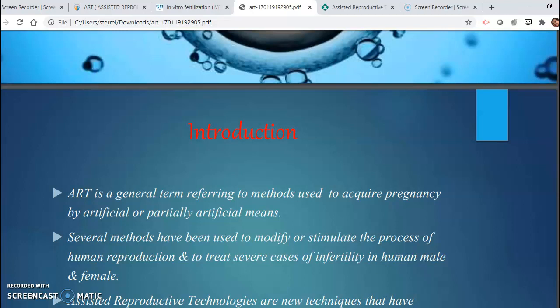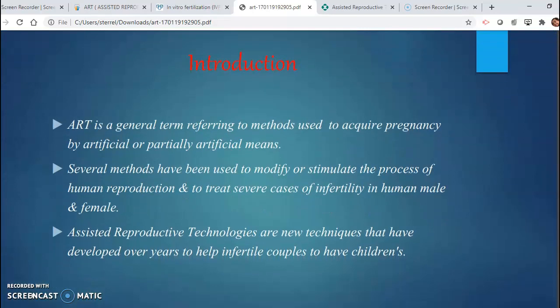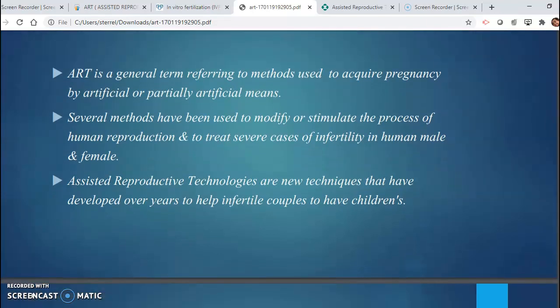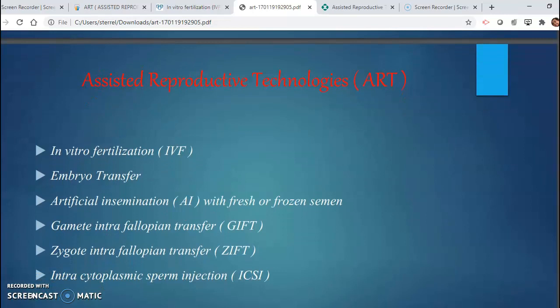There are several methods used to modify or stimulate the process of human reproduction and to treat severe cases of infertility both in males and females. These are new techniques that have developed over the years to help infertile couples to have children. There are so many techniques. The one very common which everyone knows is IVF, in vitro fertilization. There are other types like embryo transfer, artificial insemination, gamete intrafallopian transfer, zygote intrafallopian transfer ZIFT, intracytoplasmic sperm injection ICSI.